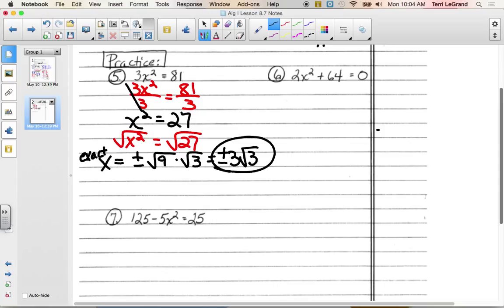Now, I would like you to try something on your calculator. Don't do the square root of 27 yet. I want you to take 3 times the square root of 3. If I told you to round that to the nearest hundredth, what would it be?